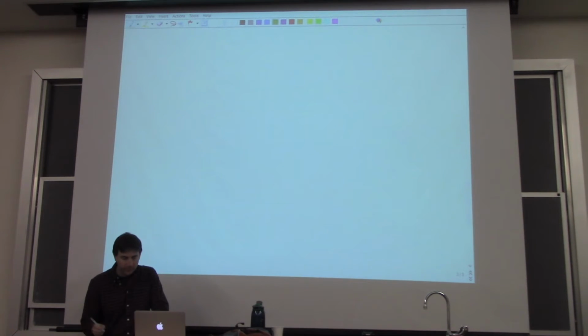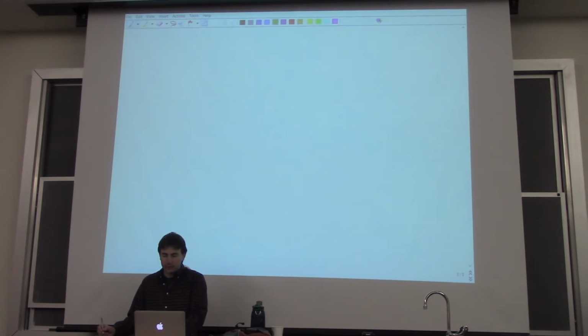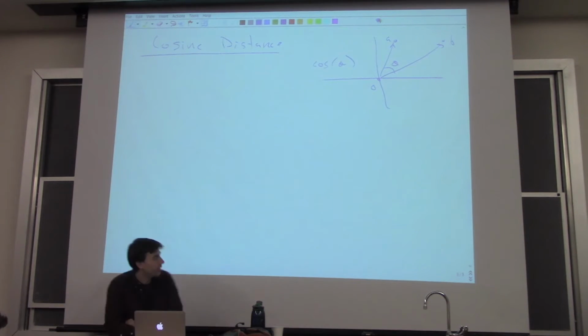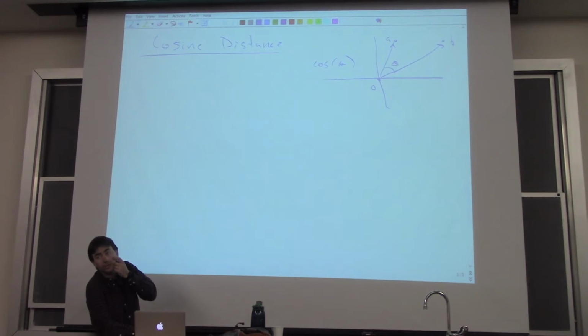Okay. All right, so let's talk about a different distance called the cosine distance. It'll be useful to draw the origin here. And then I'm going to have two vectors, A and B. Now I'll think of them as actually vectors from the origin. And then the cosine distance is going to be the cosine of theta, where theta is the angle in between those vectors.